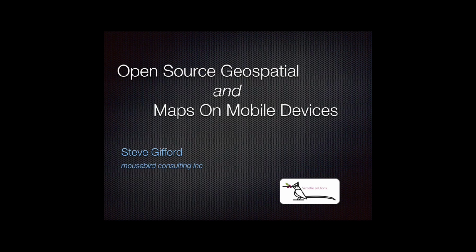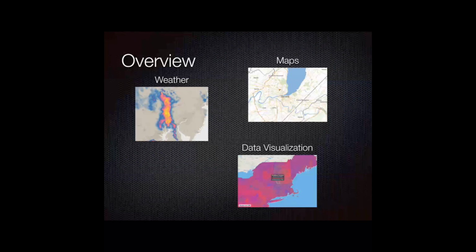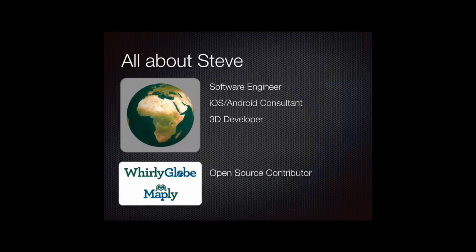Hi, I'm going to talk a little bit about open source geospatial and map tools for mobile devices. First I'm going to talk a little bit about weather apps and how they make use of these sorts of toolkits. Map display, of course, and my personal favorite, which is data visualization, which is kind of a catch-all term for anything not in the other two categories.